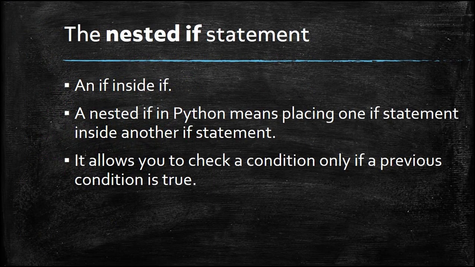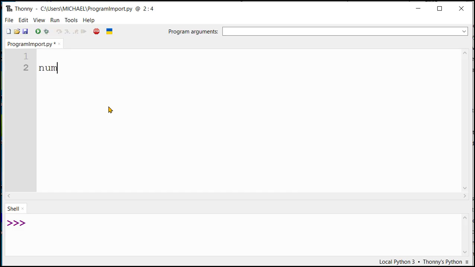The nested if statements. An if inside if. A nested if in Python means placing one if statement inside another if statement. It allows you to check a condition only if a previous condition is true. Example, num equals 10. If num greater than 0, if num modulus 2 is equal to 0, print positive even number.